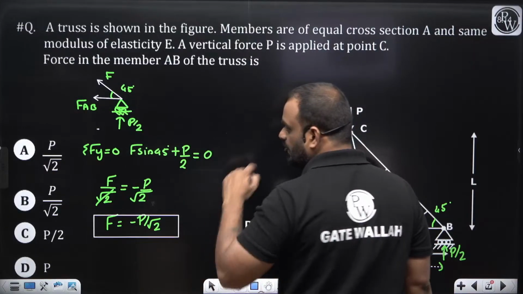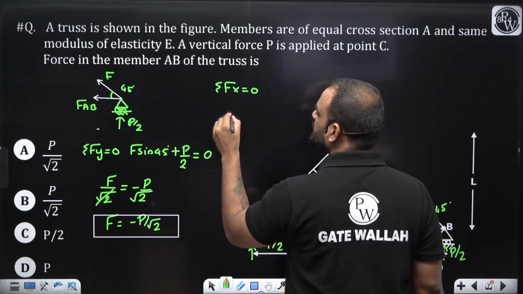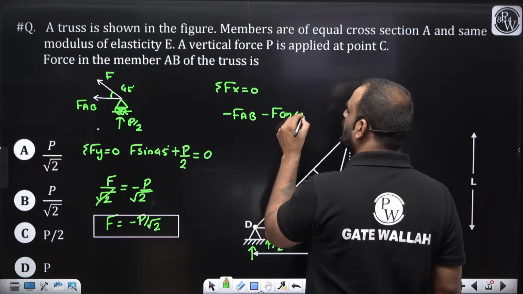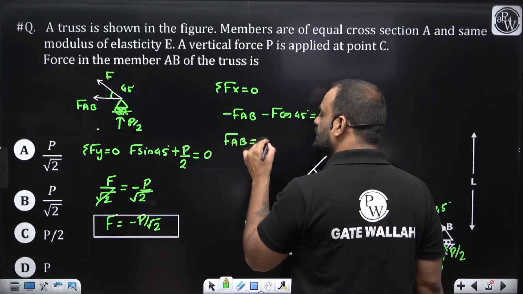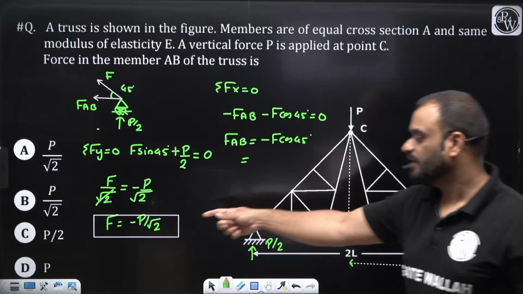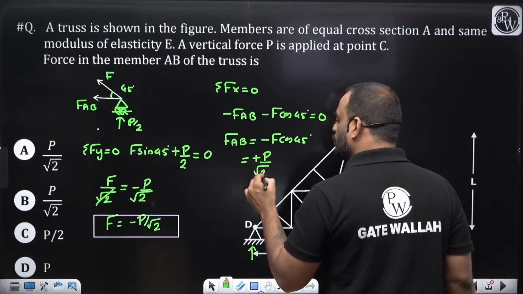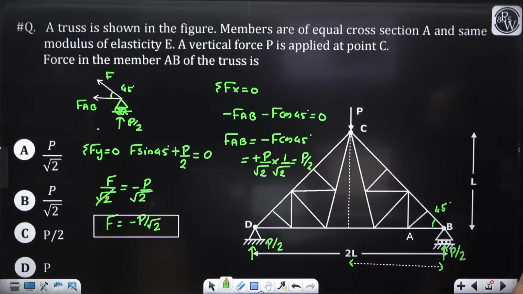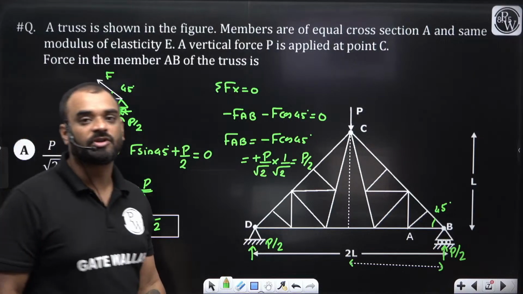Next thing is, we need to write down the summation Fx is equal to 0 also. That means F minus FAB minus F cos 45 degree is equal to 0. Correct? So FAB is equal to minus F cos 45 degree. Clear? Now what is the value of F? It is minus P by root 2. So let us place it. Minus minus will become plus, so plus P by root 2 multiplied by 1 by root 2. So it will become P by 2. So the answer is P by 2 for this particular question, and that's why C is the correct answer.